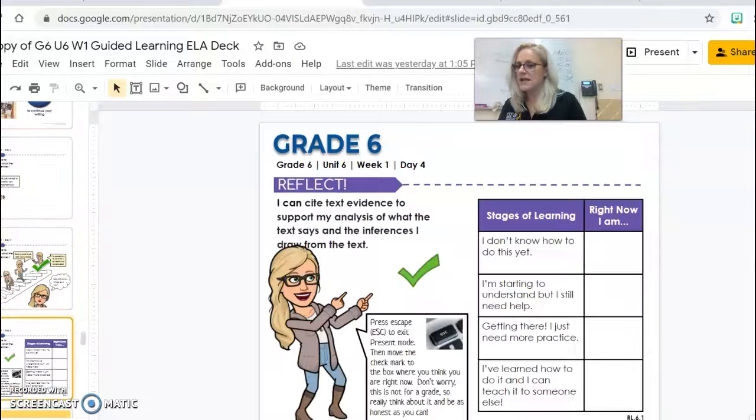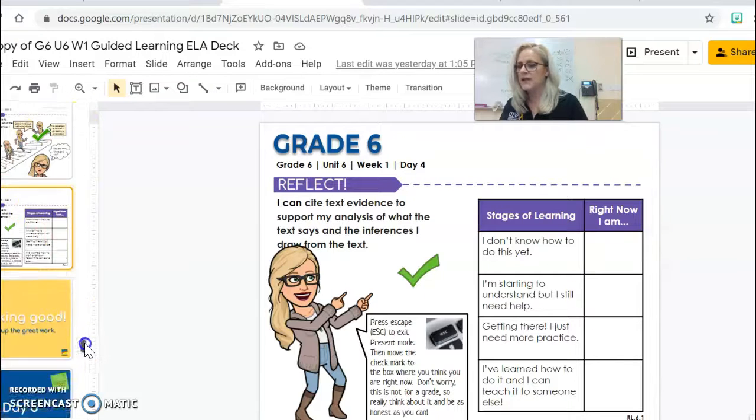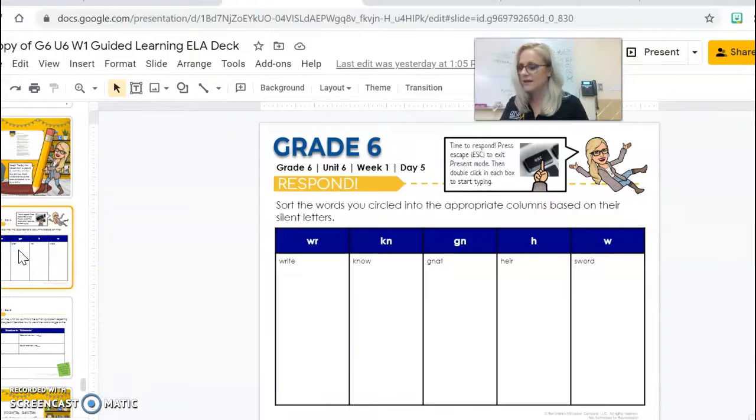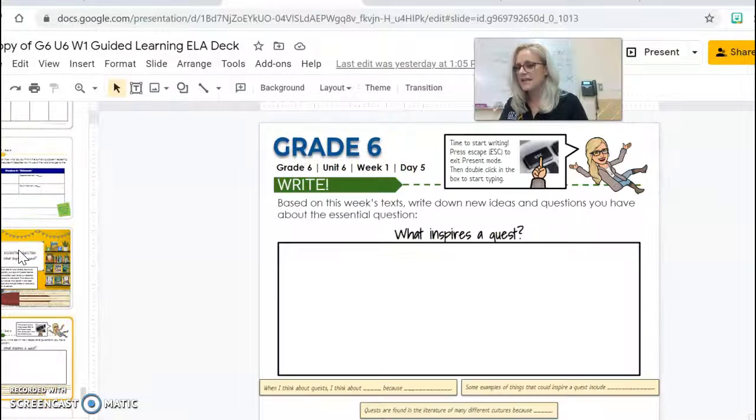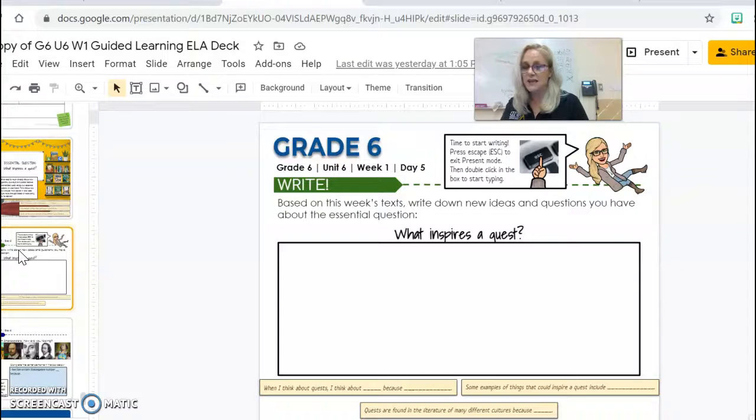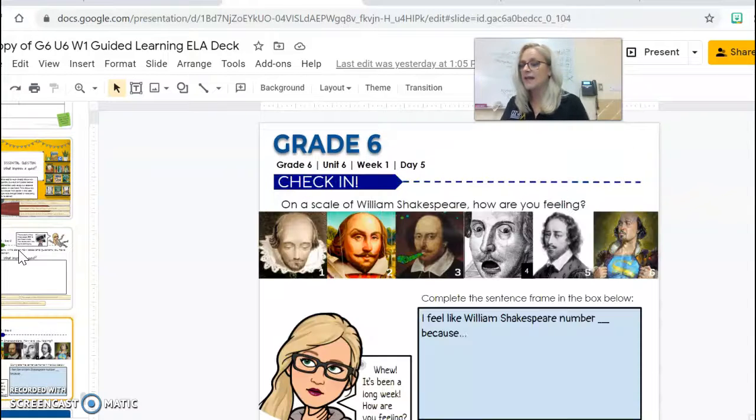Slide 49 should be completed. All you have to do is slide your little check mark. And then slide 57 should be completed. Slide 58 we are skipping. You do not have to do it. Slide 59 should be completed. And finally, slide 61 should be completed.